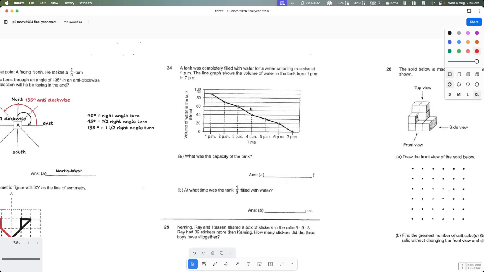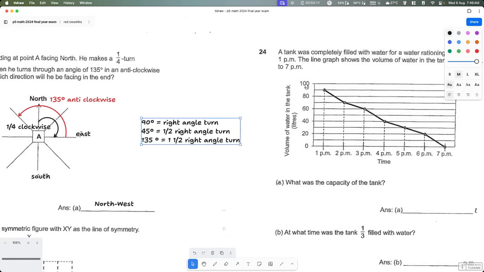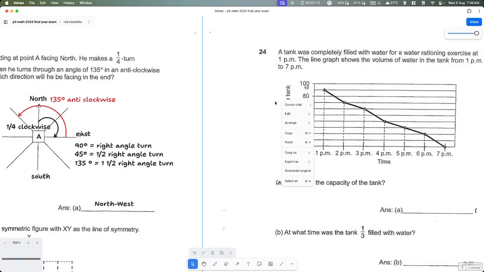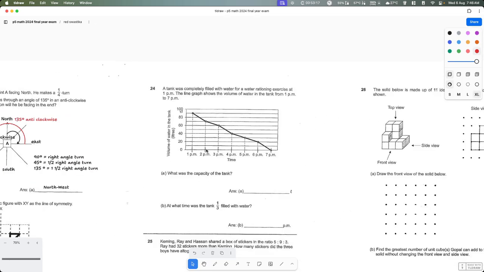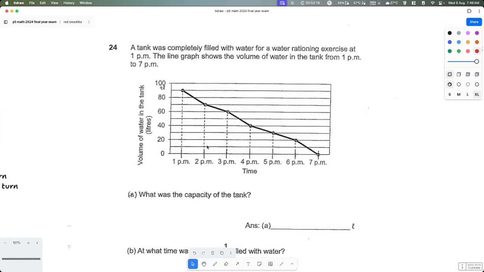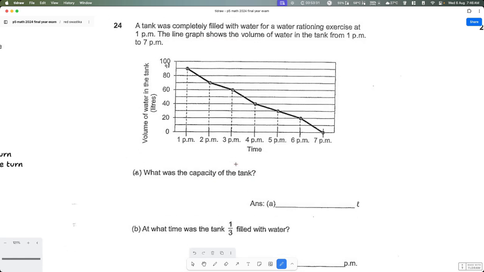Okay, let's move on to the next question. Okay, question 24. So I have to put this over here, so that at least this is in line. Okay, so question 24. A tank was completely filled with water for a water ration exercise at 1 p.m. The line graph shows the volume of water in the tank from 1 p.m. to 7 p.m. What was the capacity of the tank?